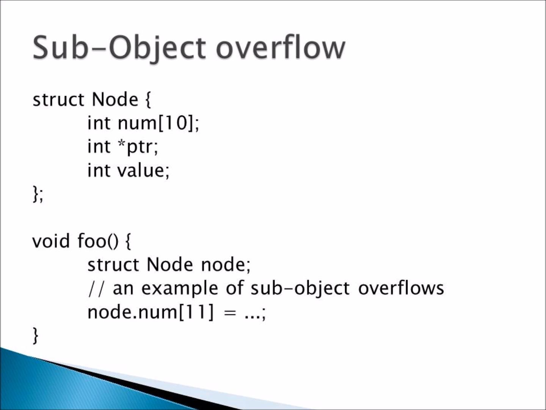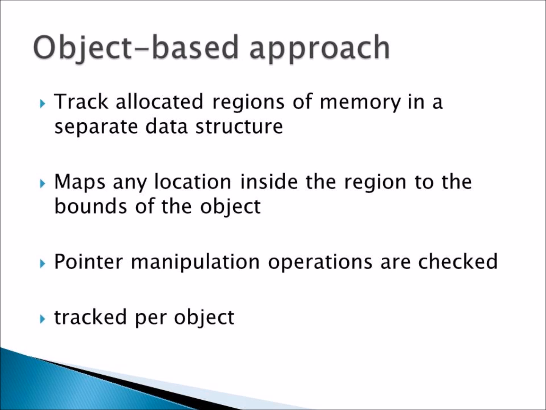I'm now going to explain some other terms. The first is sub-object overflow. Like it can be seen in the example, this means that a buffer that is part of another object will be overflowed. Another term is the object-based approach. This means that all allocated regions are tracked in a different data structure. These map any locations inside the region to the bounds of the object. For the pointer manipulations, it is checked that they are still within these bounds. This information is tracked per object, so every pointer to the object shares the same bound information.